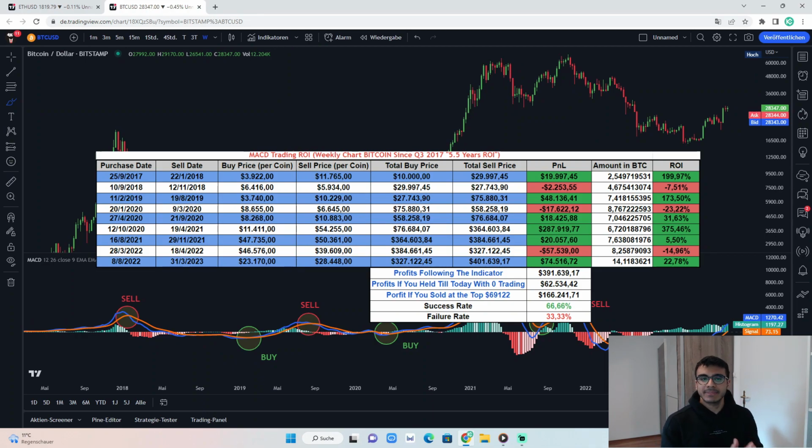Also, there are some times when the MACD is wrong. It has a 33% failure rate, and we can see 3 negative ROIs on this dashboard since 2017. But look, the losses are not that massive.